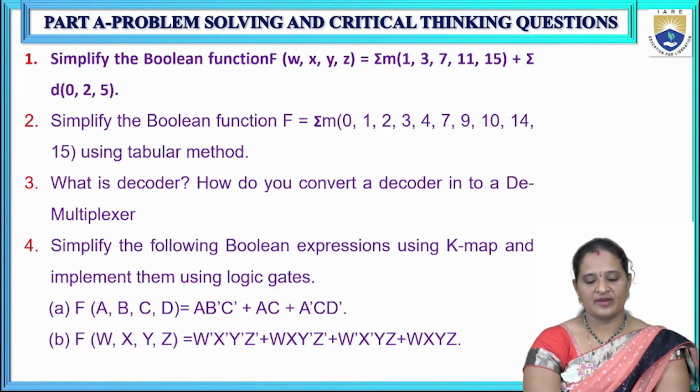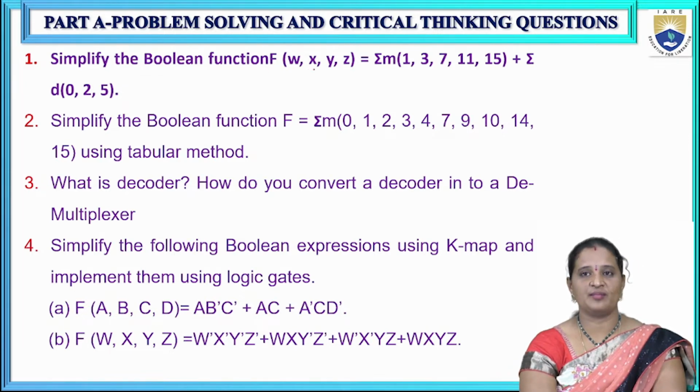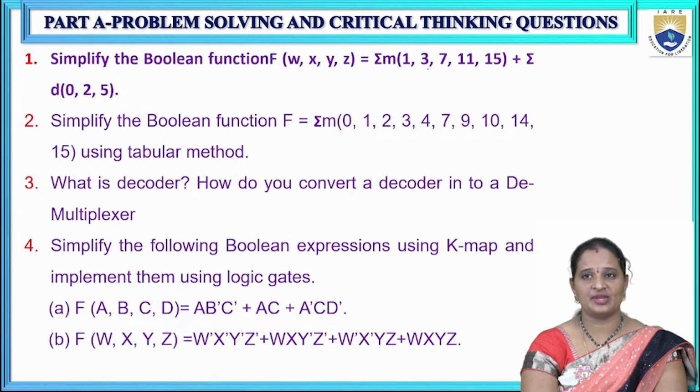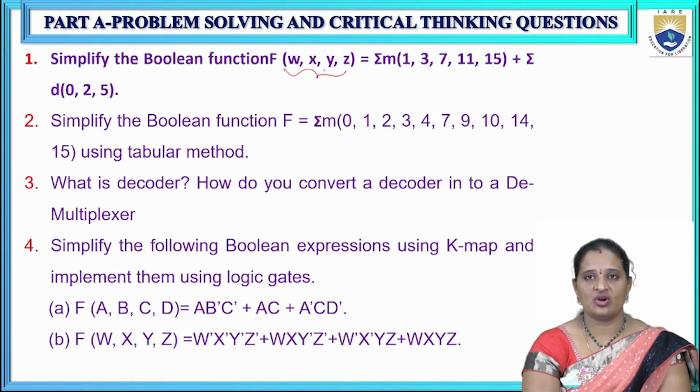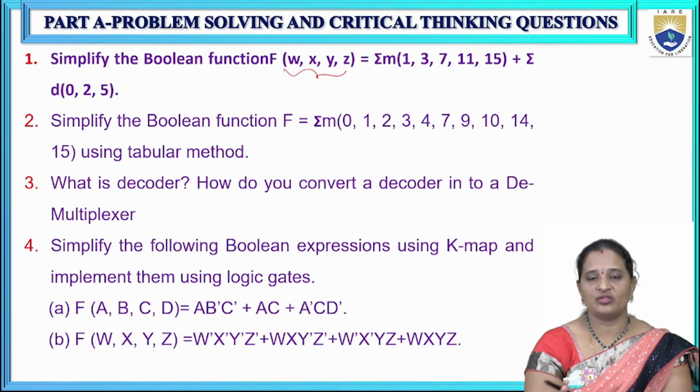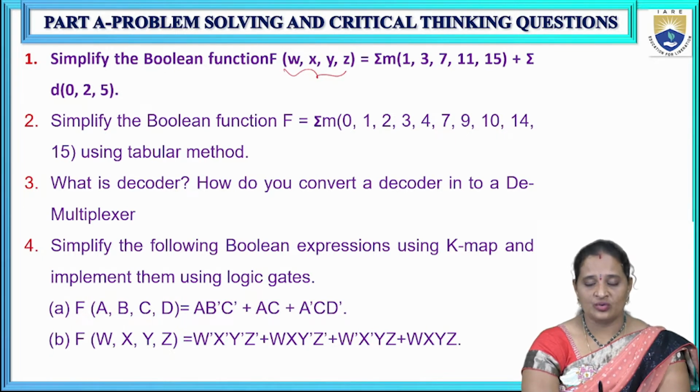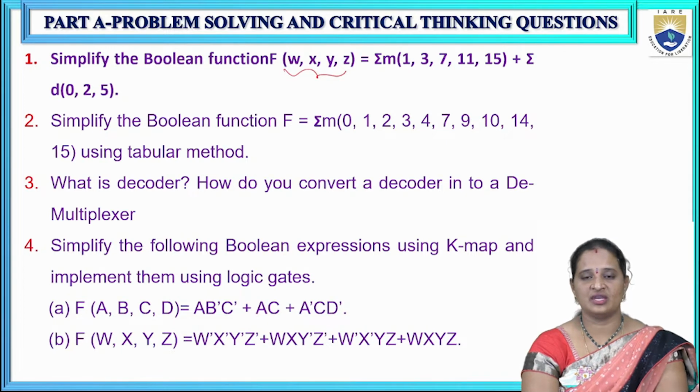Okay, so simplify the Boolean function f(w, x, y, z) = summation m of (1, 3, 7, 11, 15) plus summation d of (0 to 5). As you can identify, it is a 4 variable function. Just draw the 4 variable K-map, group all the adjacent cells, and write down the prime implicants for that. Then you will be able to get the simplified Boolean function using K-maps.